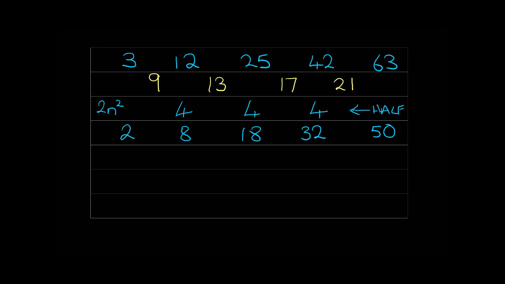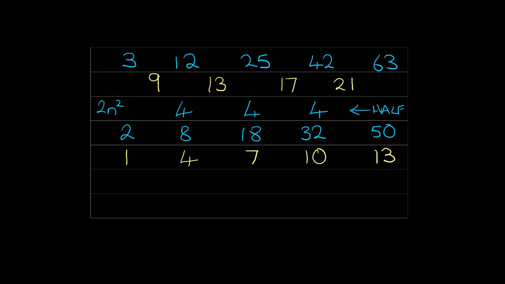What we next need to do is take these numbers that we've just worked out away from our original numbers, because that's the 2n squared element, and we now need to work out what's left over, or what there is, if you like, on top of the 2n squared. So 3 take away 2 gives us 1. 12 take away 8 gives us 4. 25 take away 18 gives us 7. 42 take away 32 is 10. And 63 take away 50 is 13.